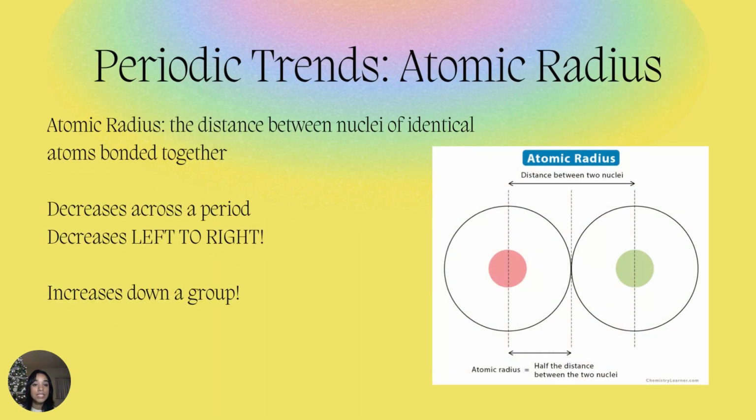The next trend is the atomic radius, which is the distance between the nuclei of two identical atoms bonded together. So if we look, these would be two identical atoms, and it's just how far the nuclei are from each other, besides the shell of electrons, and that is measured. So it decreases across a period, from left to right as we read. Oh, and down a group, I believe it increases. Let me see. No, it increases down a group. Awesome. So it decreases across a period and it increases down a group.